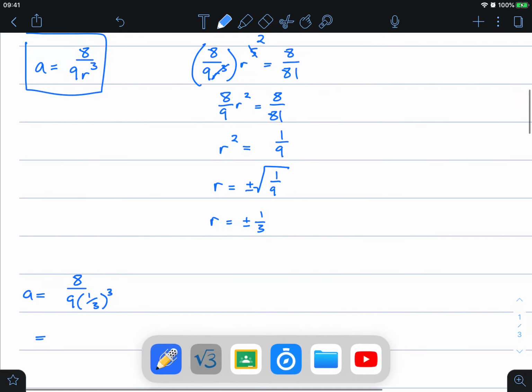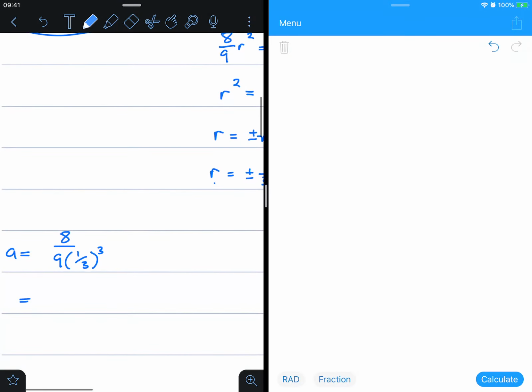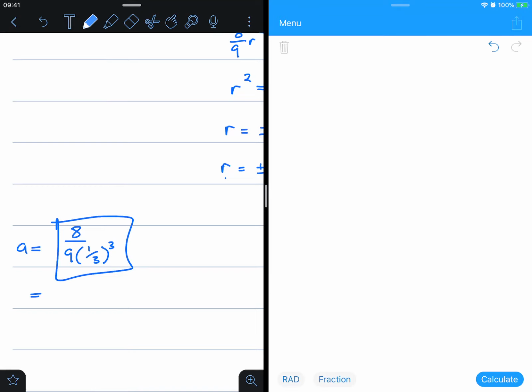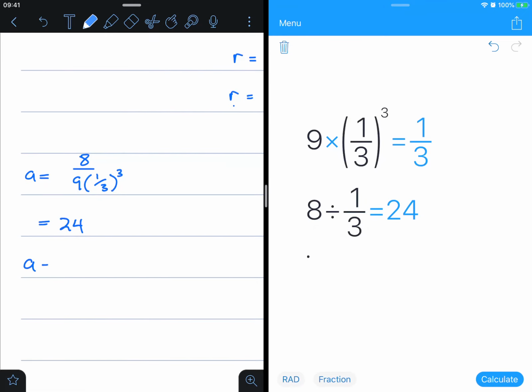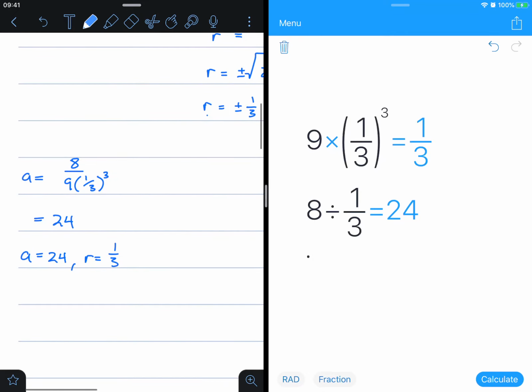Now, because I've done this question before on this calculator, you could probably just type this in straight away, but this is not a powerful calculator, so I need to do the denominator first. So that's the denominator. 8 divided by this, so 8 divided by 1/3, we get 24. So the first one we get, a is equal to 24, r is equal to positive 1/3. That's one combination.